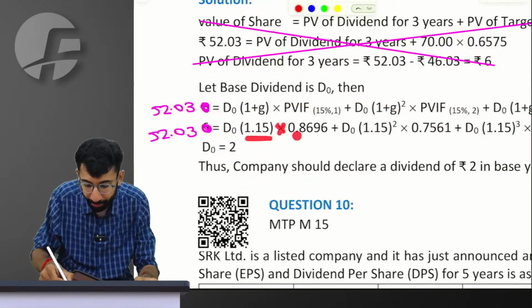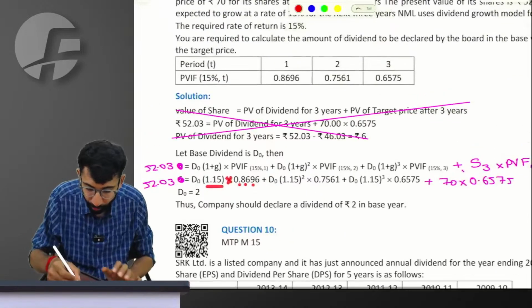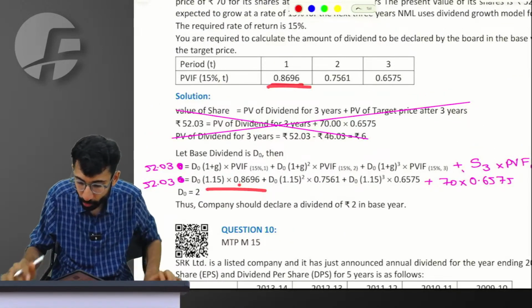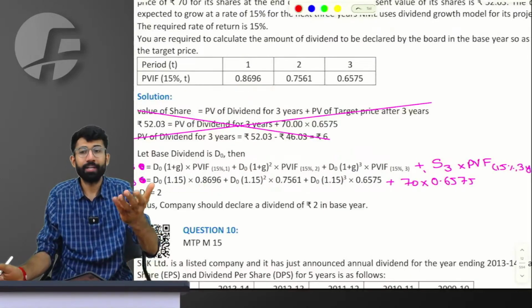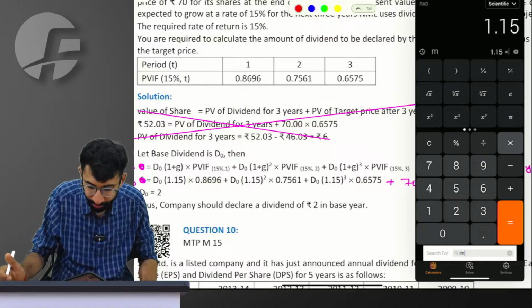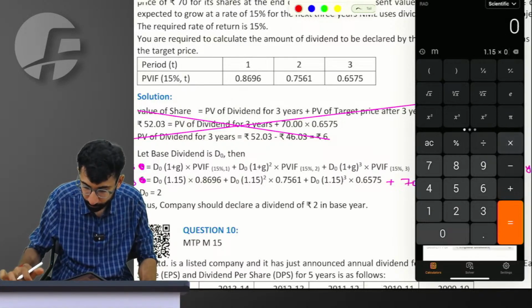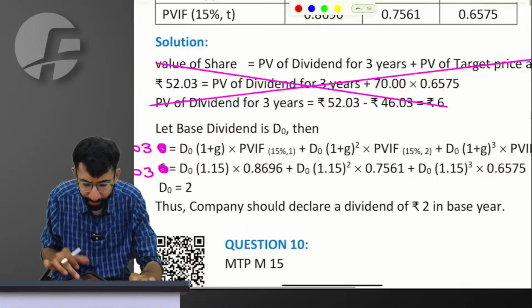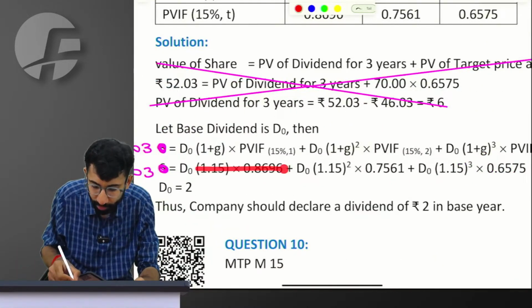1.15 multiplied by, what is the present value factor given to you? 0.8696. Use your calculator. People in the class, pick up the calculator, quickly try it. Subject to rounding off, the answer has to be 1. 1.0004. So considering 2 decimal points, 3 decimal points, the answer to this is 1.